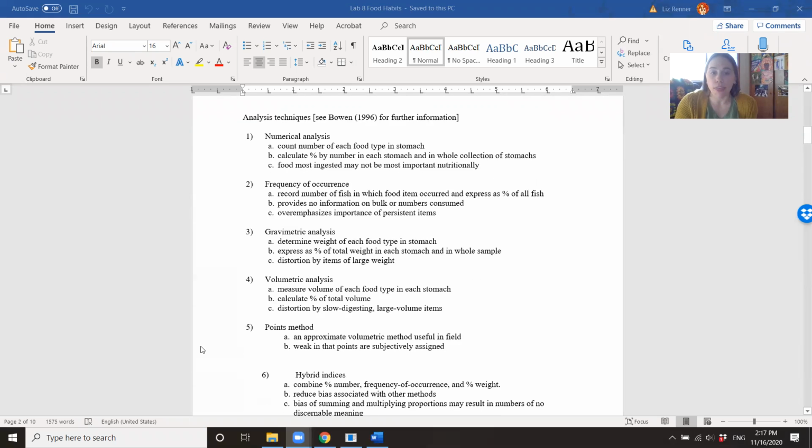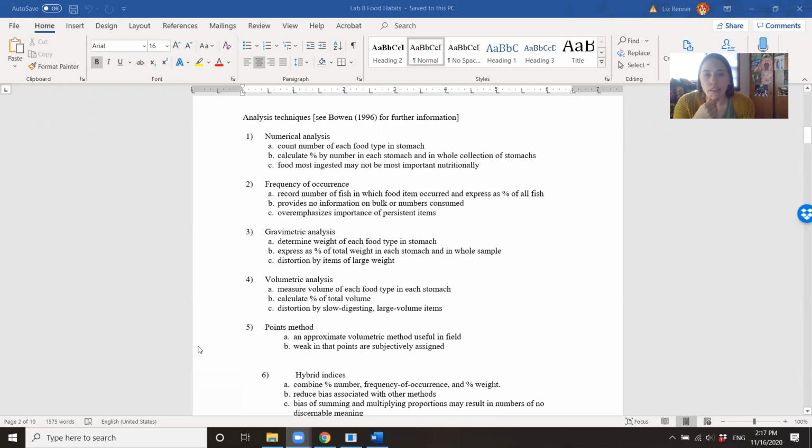All right, so the next method is the points method. We won't spend a lot of time talking about this, and we're not going to use this semester. It's not used that often, but it's an approximate volumetric method that's useful in the field, but it's weak in that points are subjectively assigned.